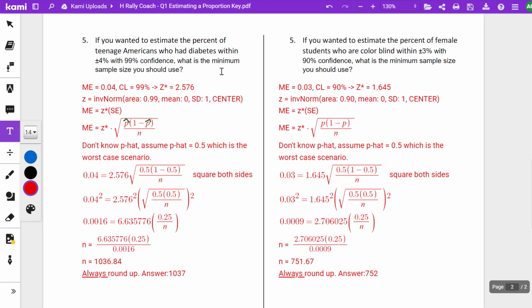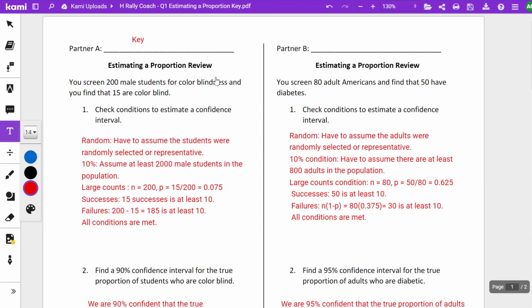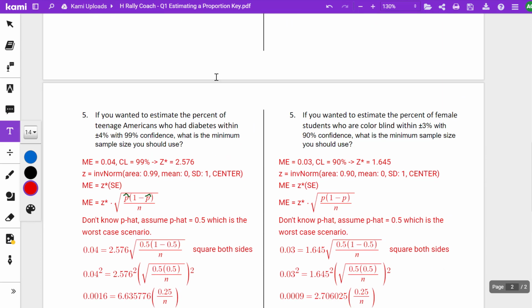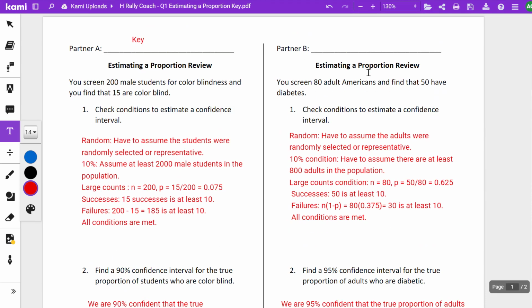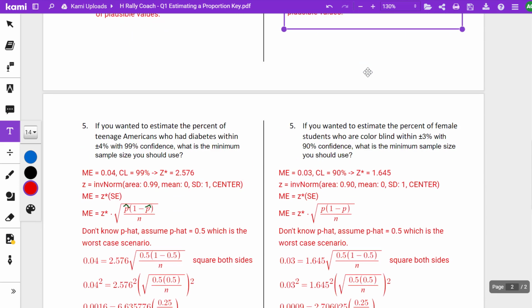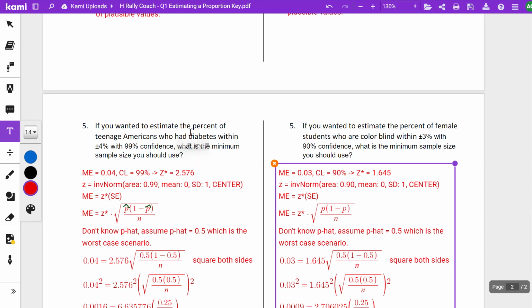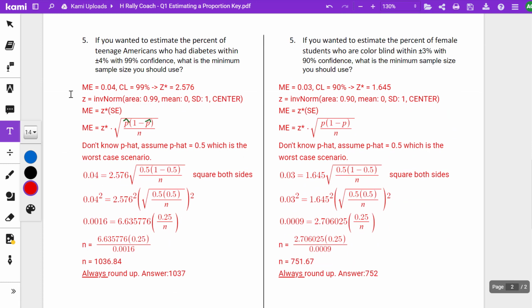All right, here we don't know the initial proportion, okay, because we're looking at teenage Americans. Up here we were looking at adult Americans. Here we are looking at female students, and before we were looking at male students, okay? So we don't have an initial value, so we're going to use p equals 0.5. So what I wrote down is the margin of error, the confidence level, and then I calculated the critical value.